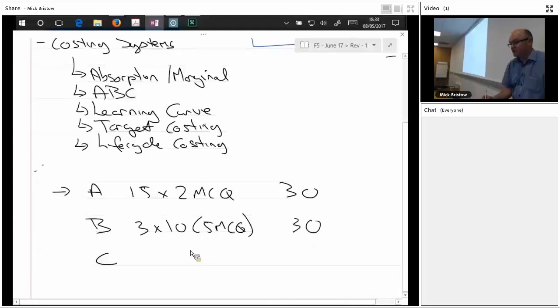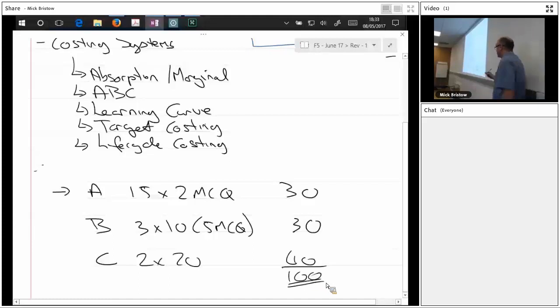And then you've got two 20-mark questions for the last 40 marks, which give you your 100 marks. Now Section C are the only ones that are human marked, or as they're referred to, expert correctors. Expert correctors mark them.